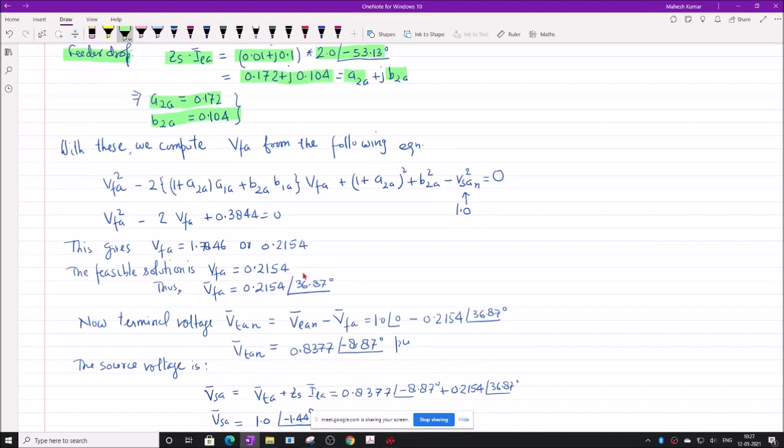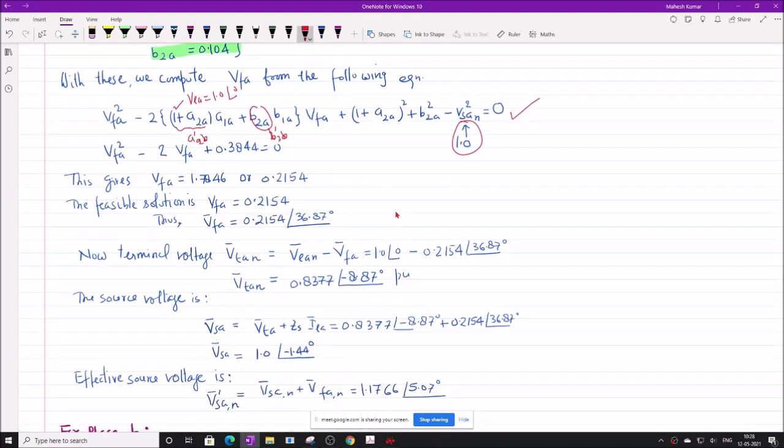Since VFA uses VLA as a reference phasor, we can use 1 plus A2. Please note, this is very important. Since VLA has been taken as a reference phasor, cos will be 1, sin will be 0, hence this is 1 plus A2. Otherwise, this will be A2 A dash and this will be B2 A dash, in case A is not the reference phasor. In case of B, it will be like B and B. So solve this. This is 1.0 per unit.